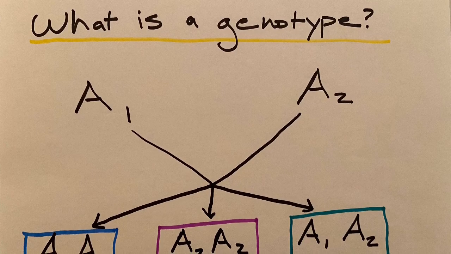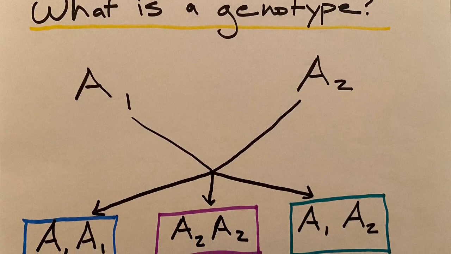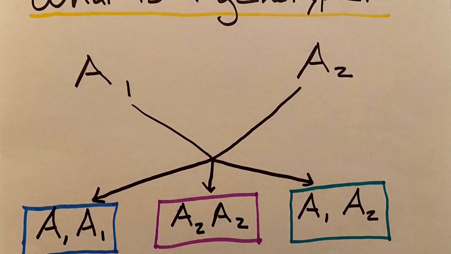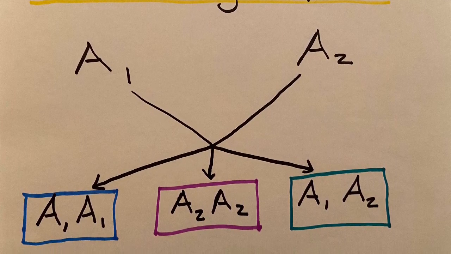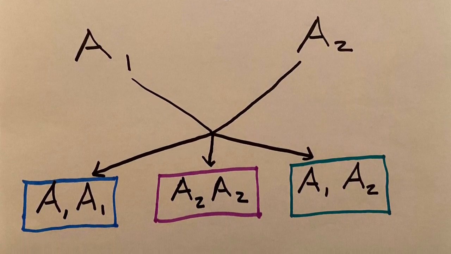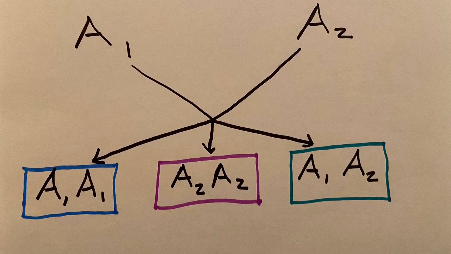When you combine the two alleles into a pair, you get a genotype. Because you have two kinds of alleles, you can get three different genotypes: A1A1, A2A2, and A1A2. These are your possible combinations.